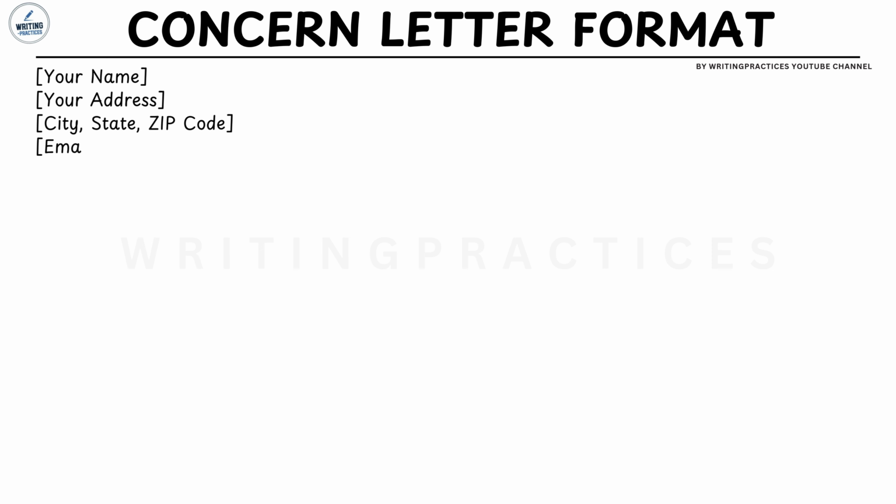Let's get started. Sender information. The first step in your concern letter is to include your contact information at the top of the page. This ensures that the recipient knows exactly who the letter is from and how to reach you. Include your full name, address, email address, and phone number. For example, your name, your address, city, state, zip code, email address, phone number. This section is essential because it establishes your identity and provides multiple ways for the recipient to contact you. Be sure to format it neatly and professionally.